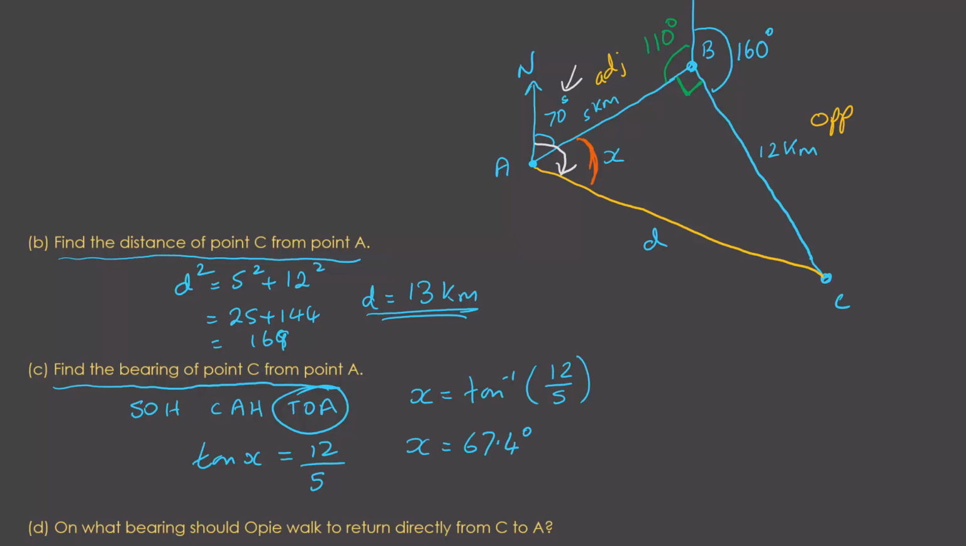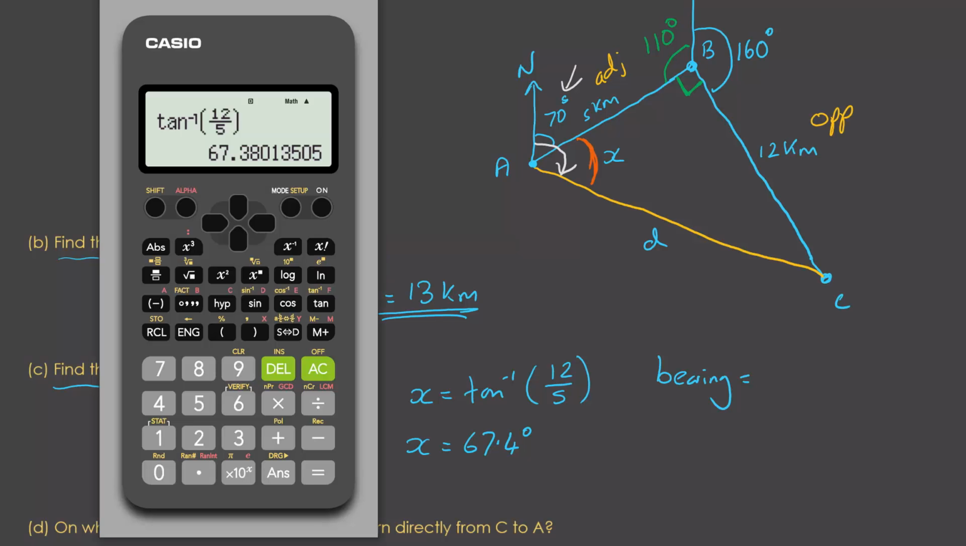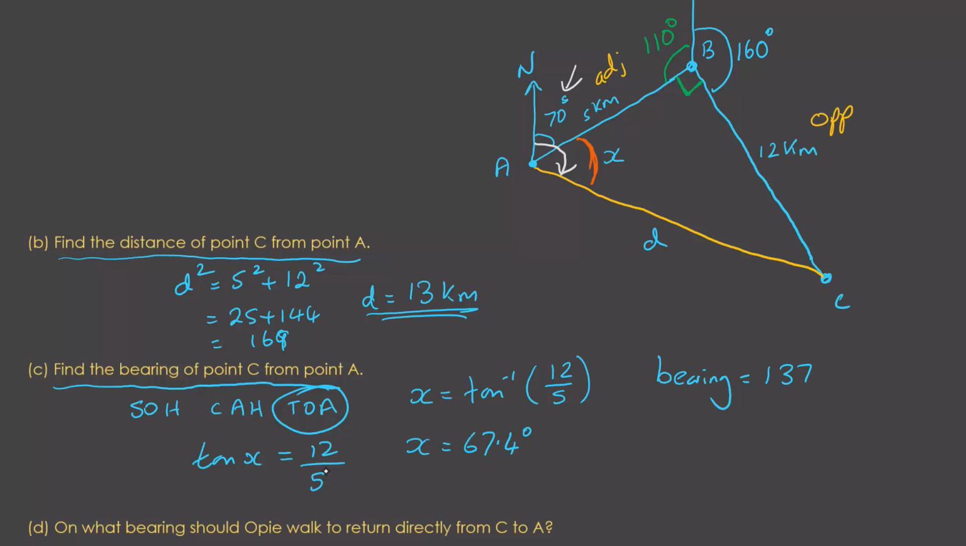And therefore the bearing is going to be, we need to add the 70 degrees to that angle, as we discussed earlier. And we'll call it 137.4 degrees. You can give decimals, but you still have to give 3 figures at the beginning.